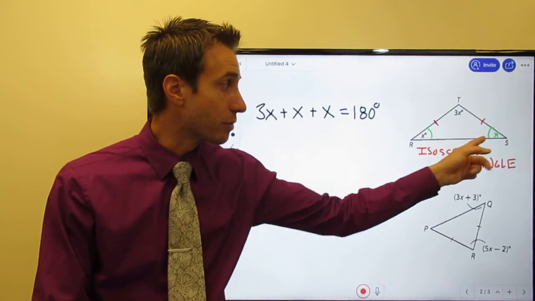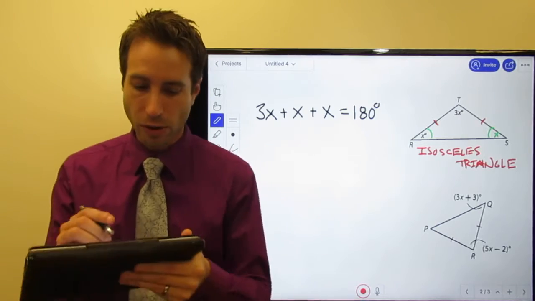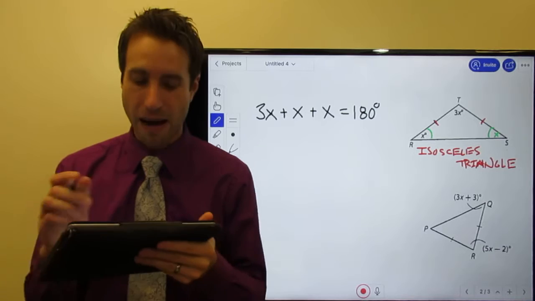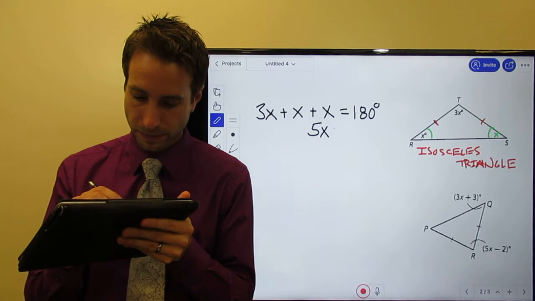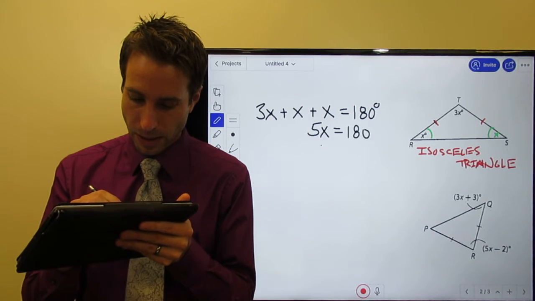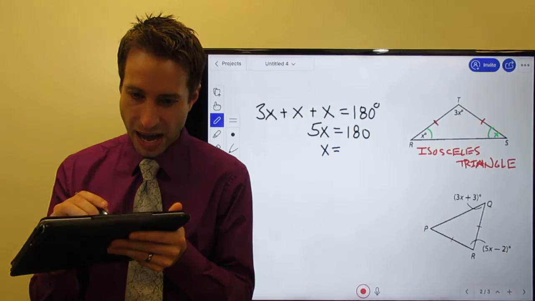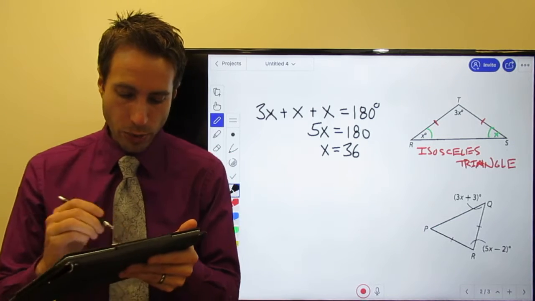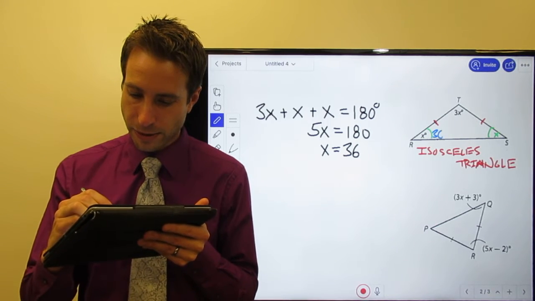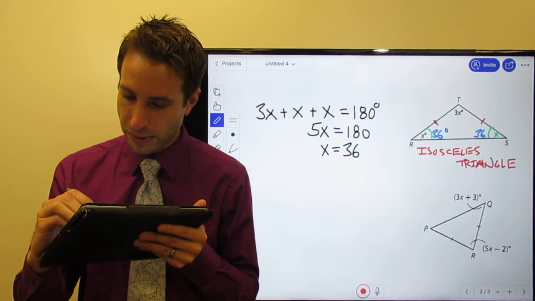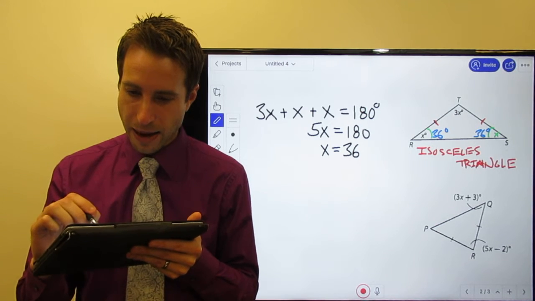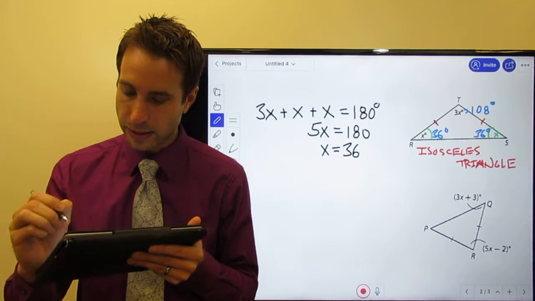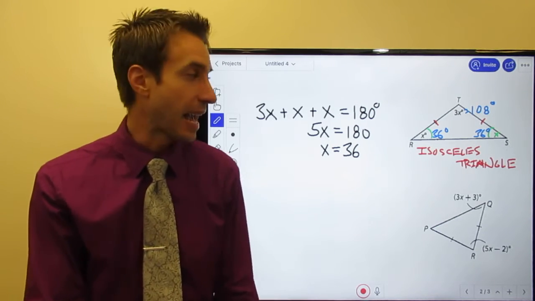Once I know the measure of the three angles, set them equal to 180, we solve for our unknown. 3x plus x, there's 3, 4, how about 5x? Divide both sides by 5, and 180 divided by 5 is 36. So we go ahead and plug this stuff in. I know that this has to be 36 degrees. This must also be 36 degrees. And 3 times 36 is going to be 108 degrees. And just like that, you've got the angles that we needed.